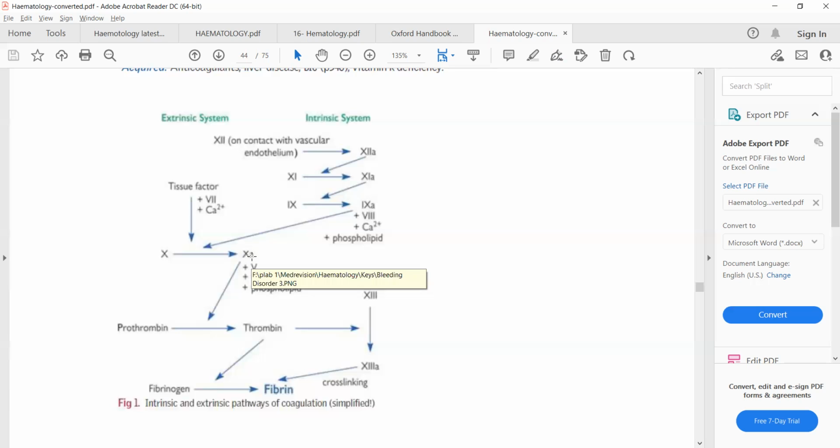They form a complex with antithrombin 3, and then they inhibit factor 10A. So that's why they are called indirect acting anticoagulants, that is heparin, low molecular weight heparin, fondaparinux, etc. And the direct acting ones directly combine with factor 10A and inactivate it. That's why they're called direct acting oral anticoagulants.